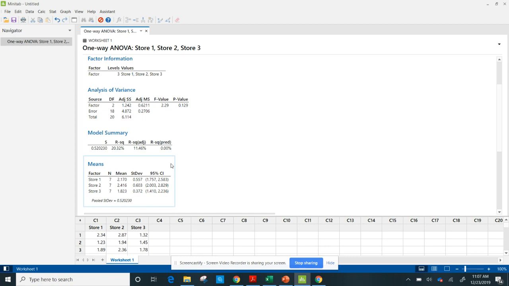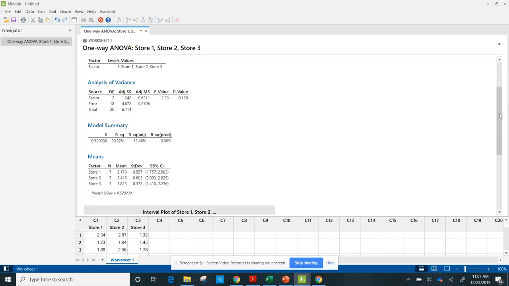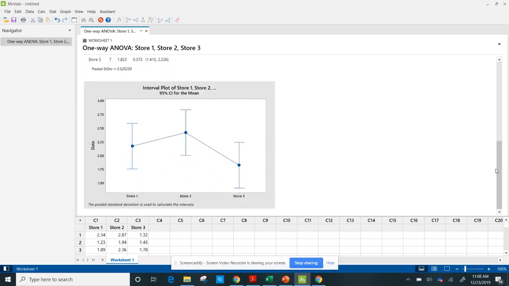So one thing we're doing with these means is we want to see if they're pretty similar. And most of the time, you can look at the means and kind of see it based on the confidence intervals. Another way is Minitab makes you a graph. So you can see here the mean of Store 1, mean of Store 2, and mean of Store 3. Store 3 looks a lot lower than Store 1 or 2.